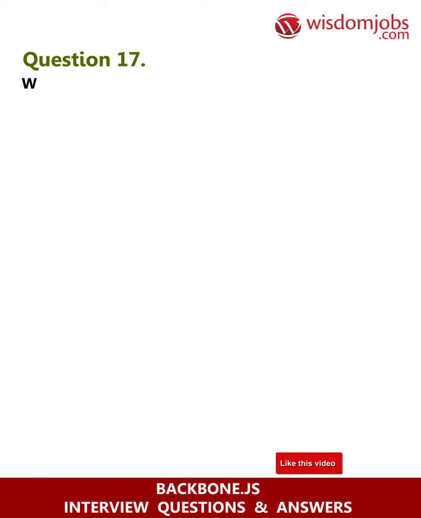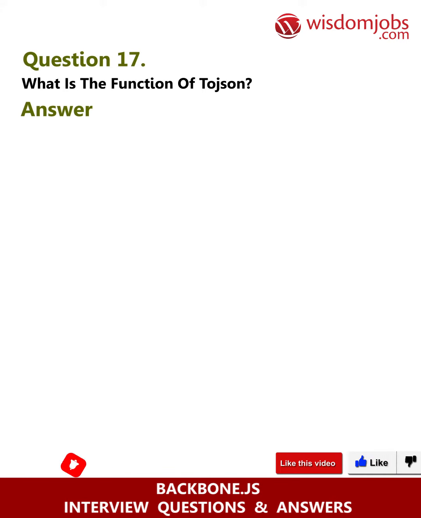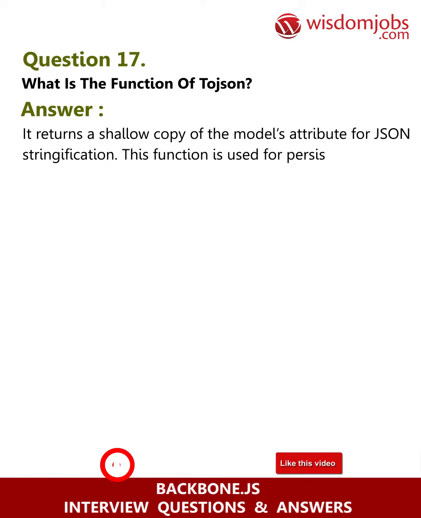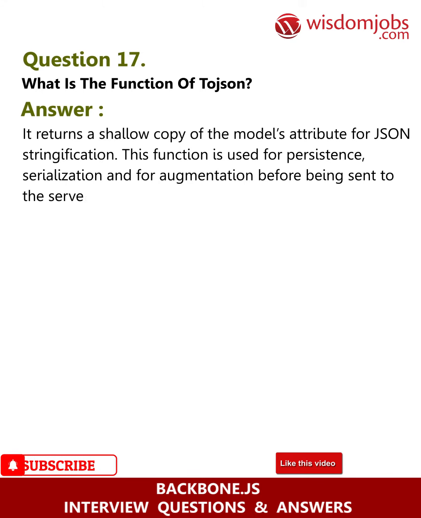Question 17. What is the function of toJSON? Answer. It returns a shallow copy of the model's attributes for JSON stringification. This function is used for persistence, serialization and for augmentation before being sent to the server. This does not return a JSON string.